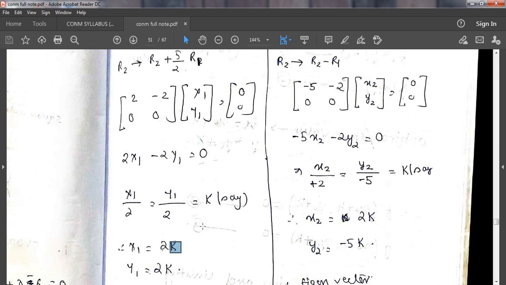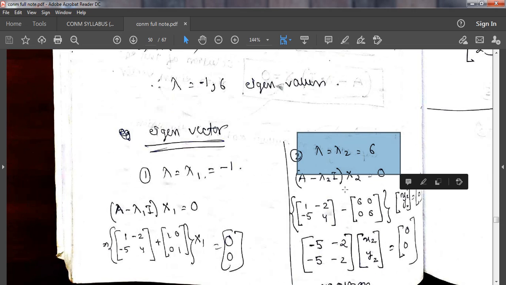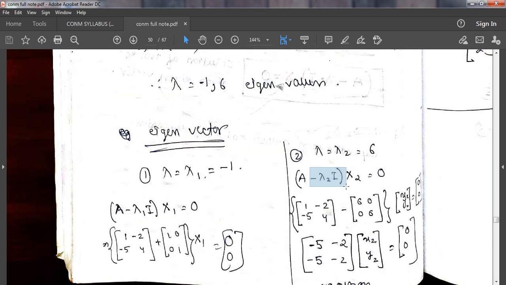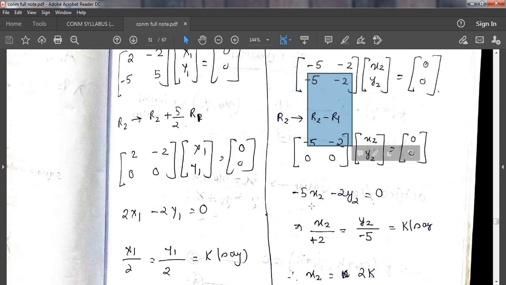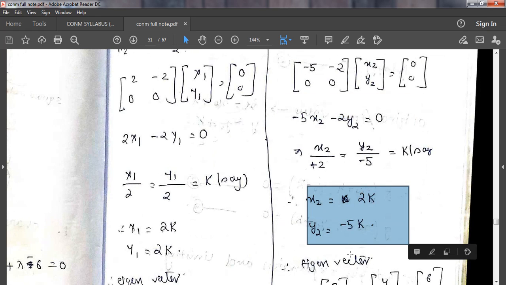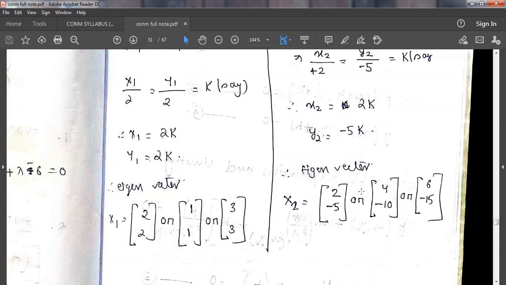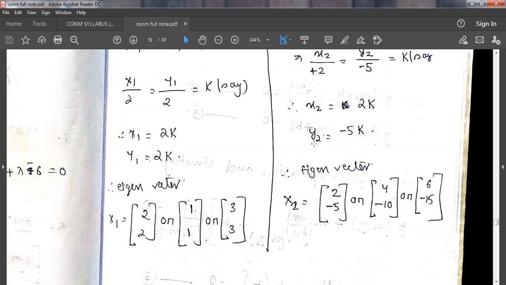Similarly, if I had taken my eigenvalue as 6, just see over here, I have replaced the lambda with 6, and I have done the row transformation in order to find the relationship between x and y, and here x and y have a relationship of 2x and minus 5x. Similarly, you can have multiple eigenvectors which are scaled vectors. So basically, this is the real information, the main information, and these are the scaled information.